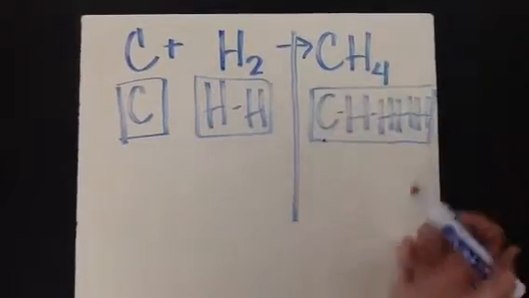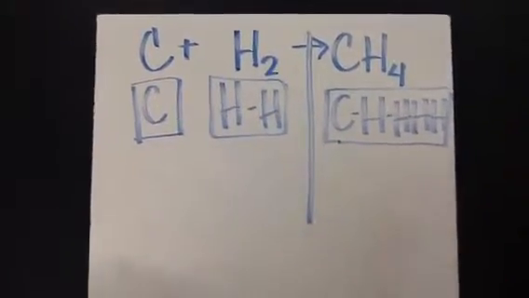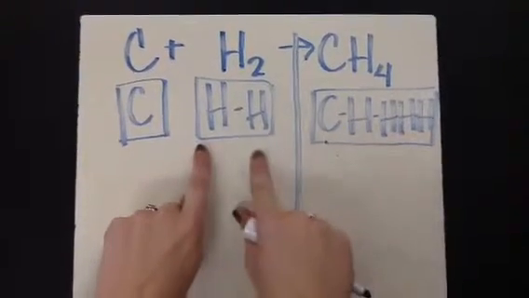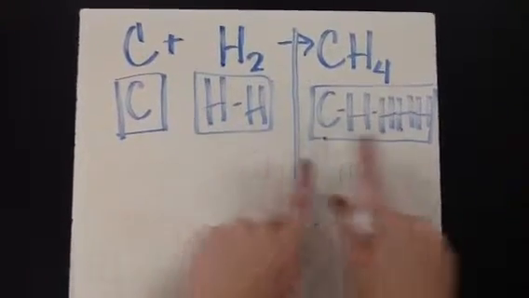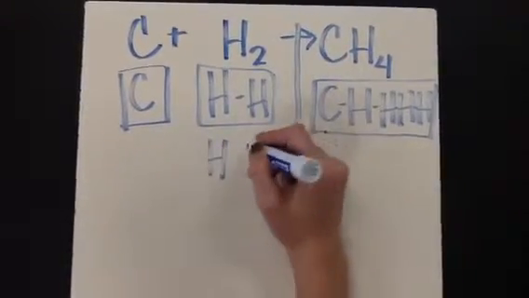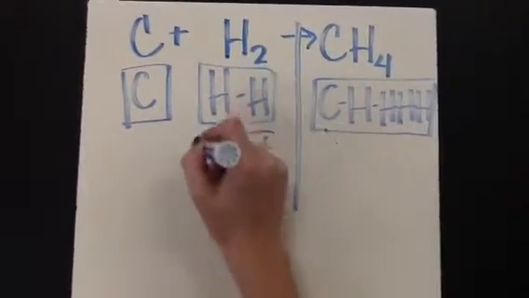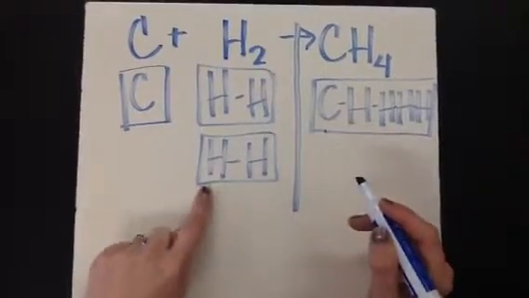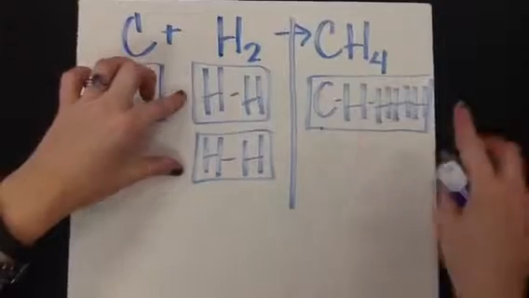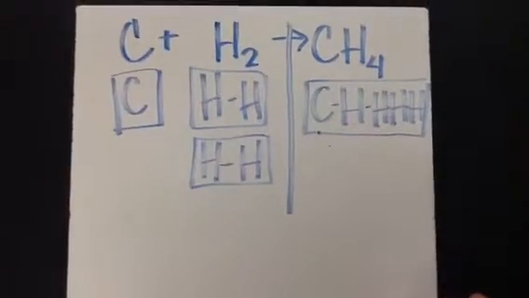When I do this, I can then see whether the equation is balanced. My carbons are balanced, but my hydrogens are not balanced. I have 2 over here and 4 over here. So what I need to do is add 2 more hydrogens, and I can do that because they come bonded together. So I have 1 carbon on either side, and I have 4 hydrogens on either side.